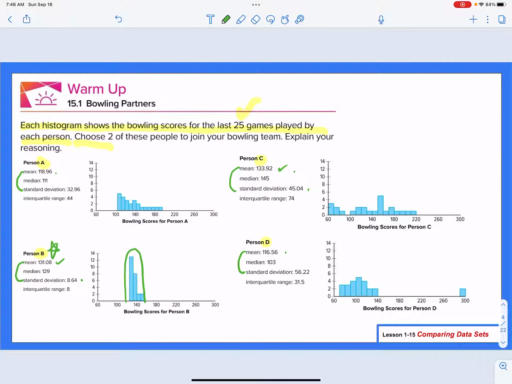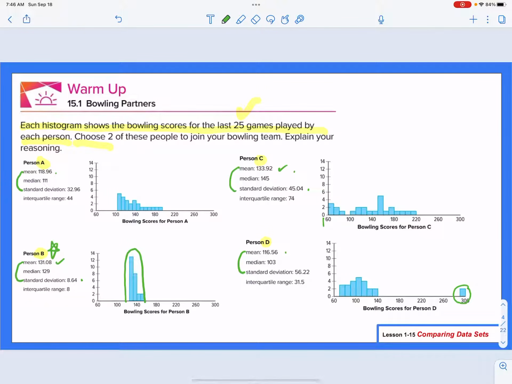Now, in terms of choice number 2, I'd have to decide where do I want to go next, so to speak. I mean, person D, this high score, that's great, but the odds of them doing that very regularly are pretty small. So consistency is certainly nice. Having a small standard deviation is good. So consistency is great. Probably something you want to look for.